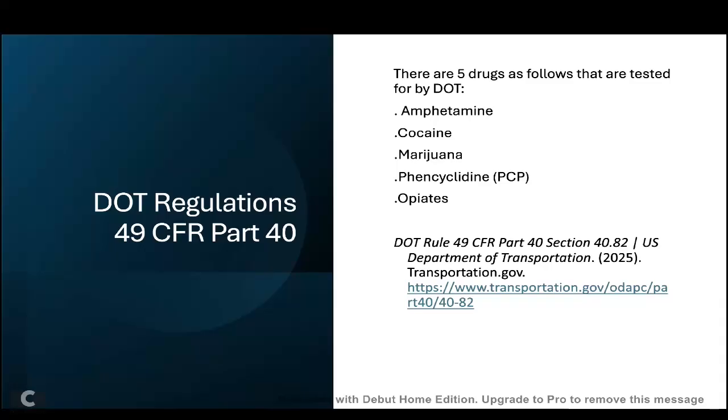But you can find all this information in the DOT Rule 49 CFR Part 40 of the Code of Federal Regulations.